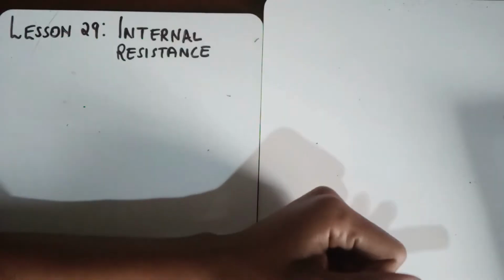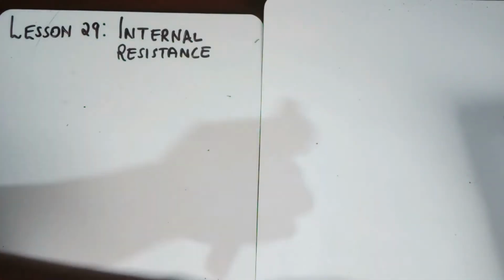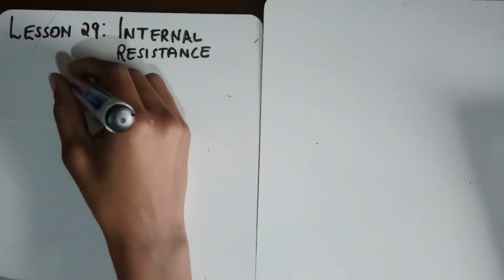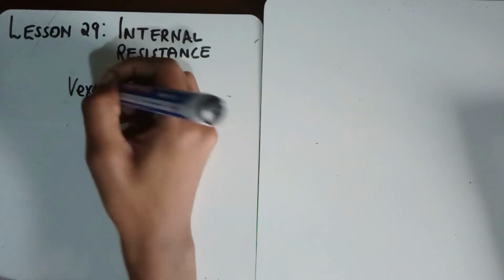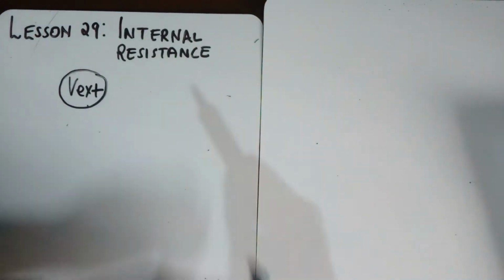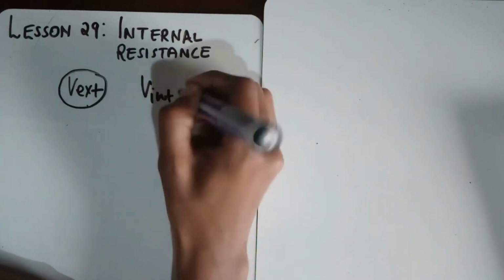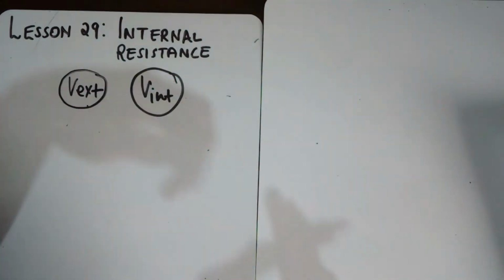Okay, so let us talk about internal resistance. We are now at lesson 29. You've probably heard me, when we were talking about those circuits, referring to V external. I made a point to emphasize it because there is actually a difference between V external as well as V internal. And in this lesson, you're going to learn what that difference is.